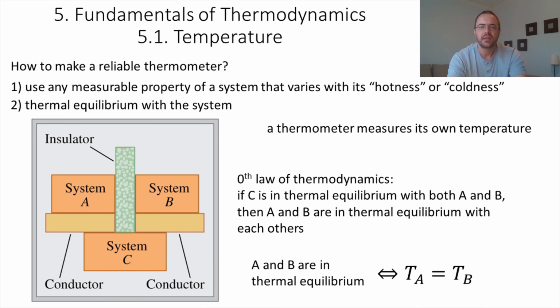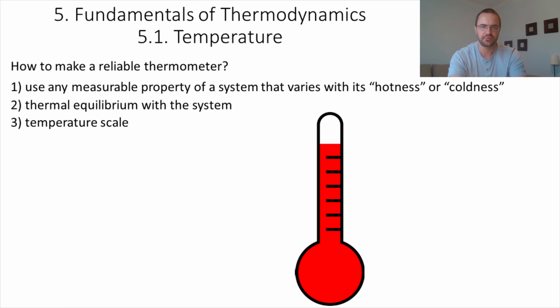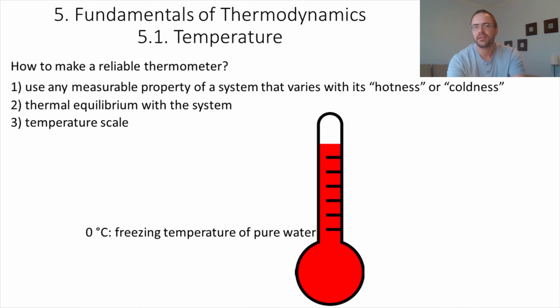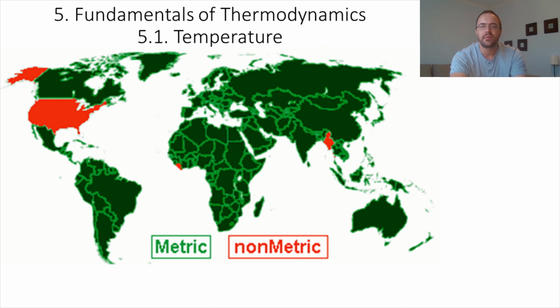Now, finally, the last thing that we need for a thermometer is a temperature scale. For example, the Celsius scale uses two reference points. The 0 in the Celsius scale was taken as the freezing point of pure water, and 100 degrees Celsius was taken as the boiling point of pure water. Now, another temperature scale is the Fahrenheit. Most of the world actually uses Celsius because Celsius is part of the metric system, and most of the world uses the metric system.